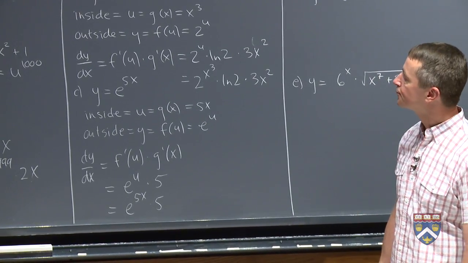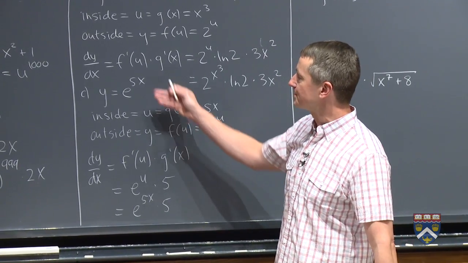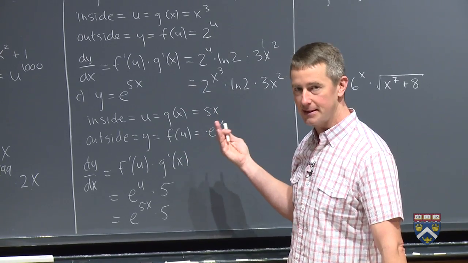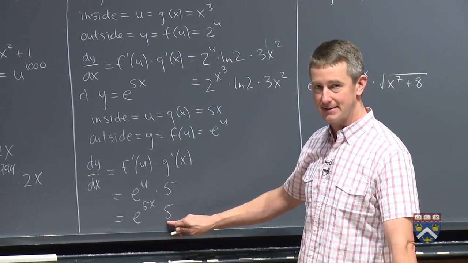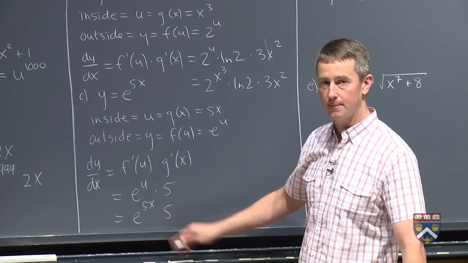If we wanted to do this without writing out all the steps, we've got e to the something. What's the derivative of e to the something? It's e to the same something, except the chain rule says, now take the derivative of that something, so times 5.